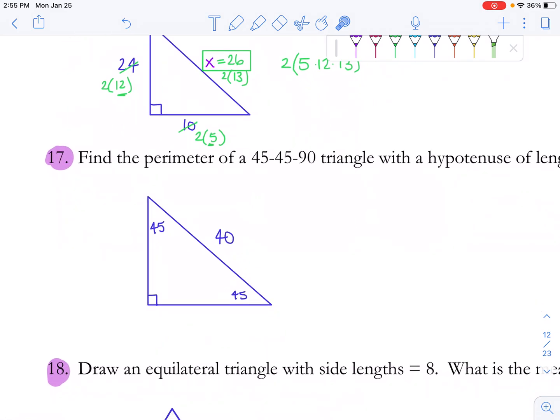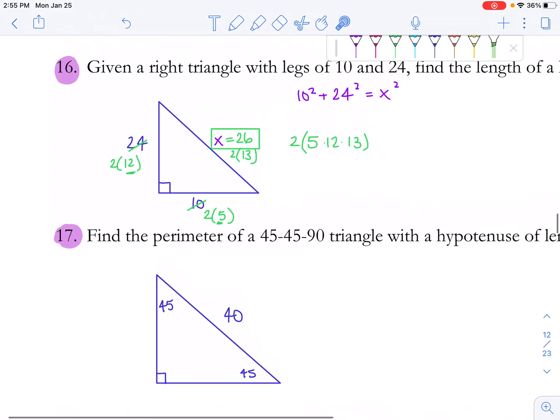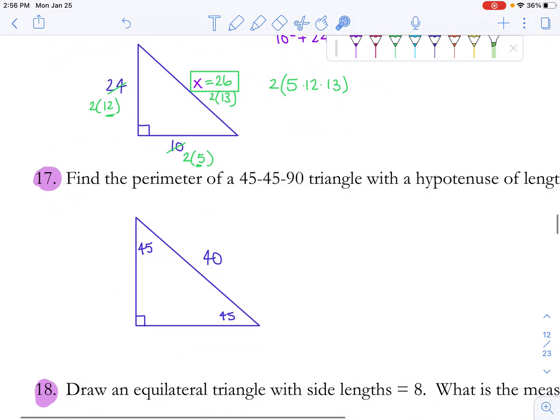Number 17, this one tells us we have a 45, 45, 90. Notice I'm never putting in angles, like if we look back at number 16, I'm never just saying, oh, I'm going to make this a 60 degree. Oh, I'm going to make this a 45. We can't just make angle measures whatever we want them to be. We have to be told, like this one, that they're 45, 45, 90.